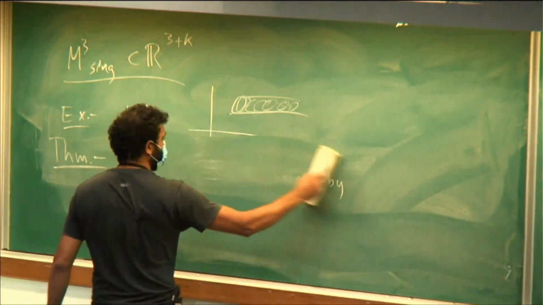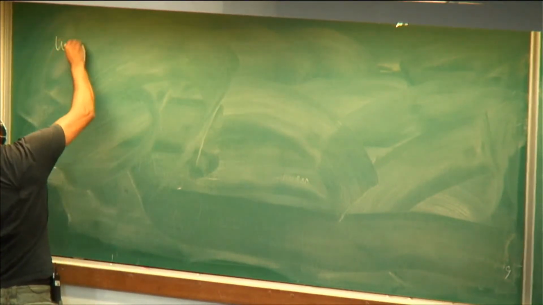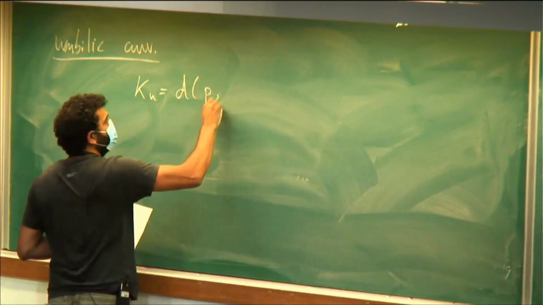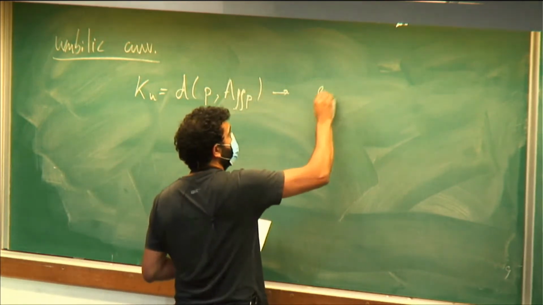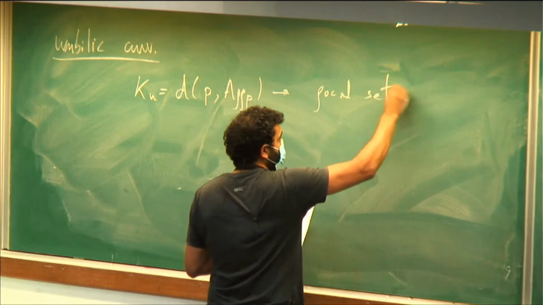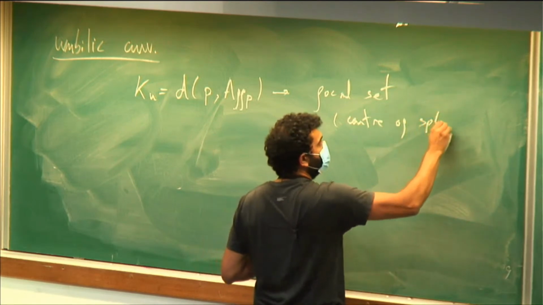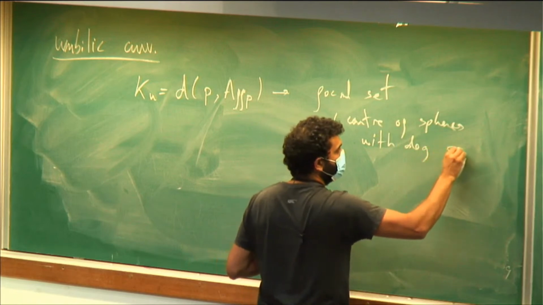And just to finish, in the last minute I have, there is also a curvature called the umbilical curvature, which has been defined for regular surfaces and for singular surfaces, which is defined as the distance of P to the affine space. And basically, this gives you the focal set, the distance to centers of spheres with degenerate contact with the manifold.